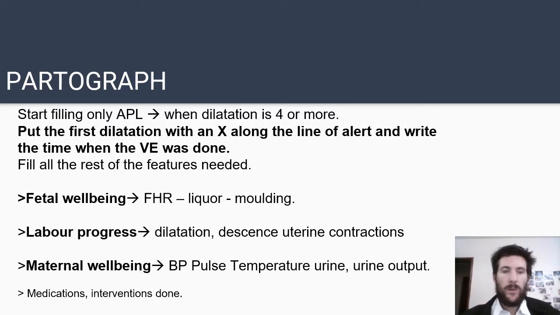So, when do you start filling the partograph? You start filling it in the active phase of labor. It means when the dilatation is 4 centimeters or more. Put the first dilatation with an X along the alert line and write the time when the VE was done. Fill in all the rest of the features needed. So we're going to see this one by one, so I'm not going to read, but we're going to see one by one the fetal well-being, the labor progress, and the maternal well-being.